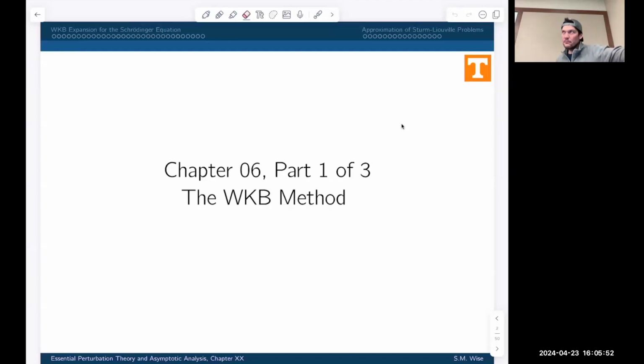Okay, if not, then we're gonna start a new chapter today. And the method we're going to talk about is called the WKB method. This method was originally developed as a method for approximating solutions to the time-independent Schrodinger equation, but has been more broadly and widely used since then.